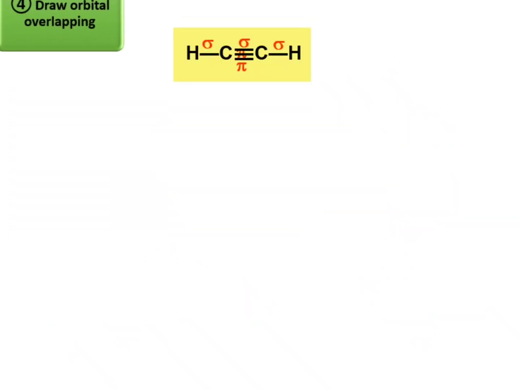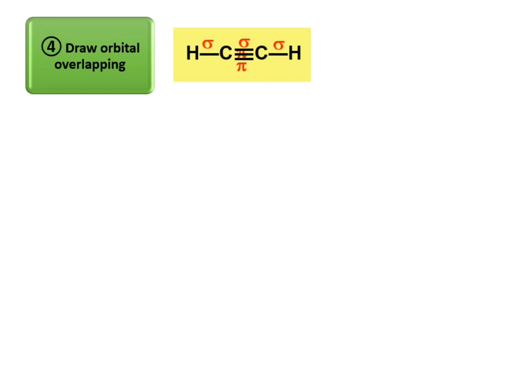Okay, next step number 4, we need to draw the orbital overlapping. Okay, so we already predict the valence orbital diagram just now. Okay, so sekarang kita nak lukis. Okay, ini structure dia agak banyak yang awak kena lukis sebab kita ada sigma bond and pi bond. Okay, we focus on the sigma bond first between carbon and carbon, carbon and hydrogen.